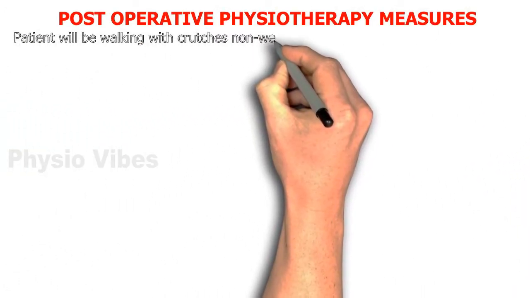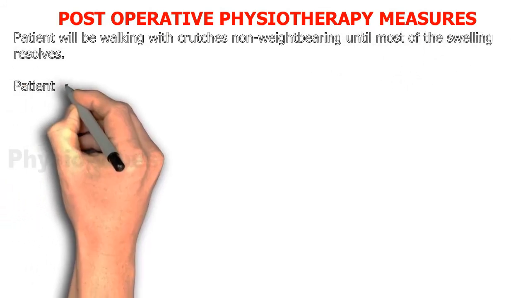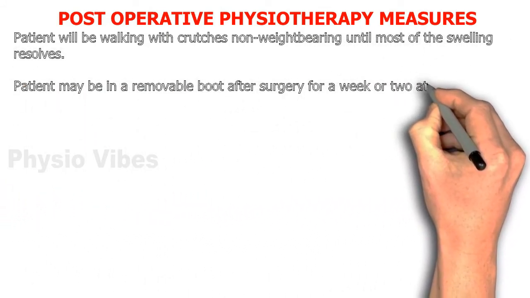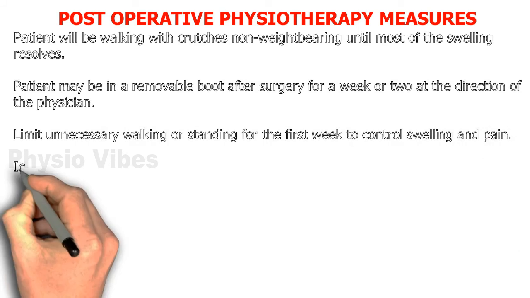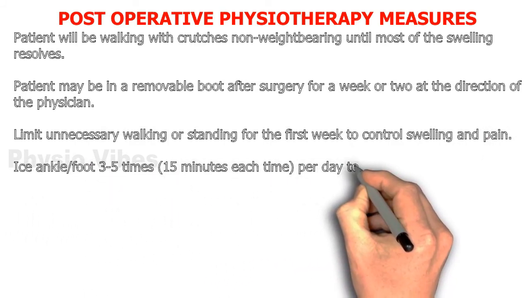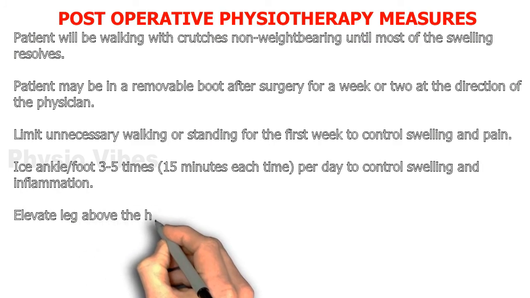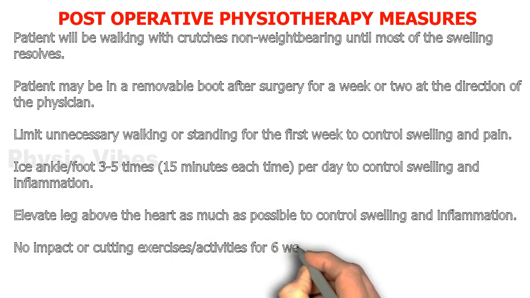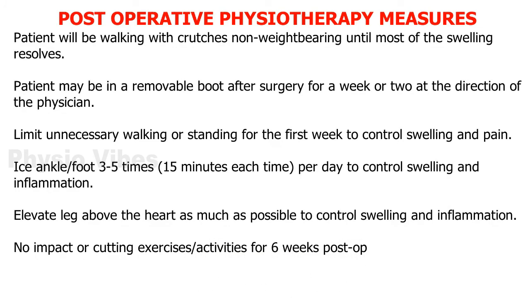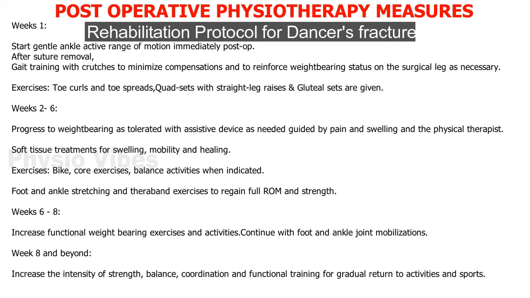Post-operative physiotherapy measures. The patient will be walking with crutches, non-weight bearing, until most of the swelling resolves. The patient may be in a removable boot after surgery for a week or 2 at the direction of the physician. Limit unnecessary walking or standing for the first week to control swelling and pain. Ice the ankle and foot 3-5 times a day, 15 minutes each time, to control swelling and inflammation. Elevate the leg above the heart as much as possible to control swelling and inflammation. No impact or cutting exercises or activities for 6 weeks post-op. And then the following rehabilitation protocol is done.